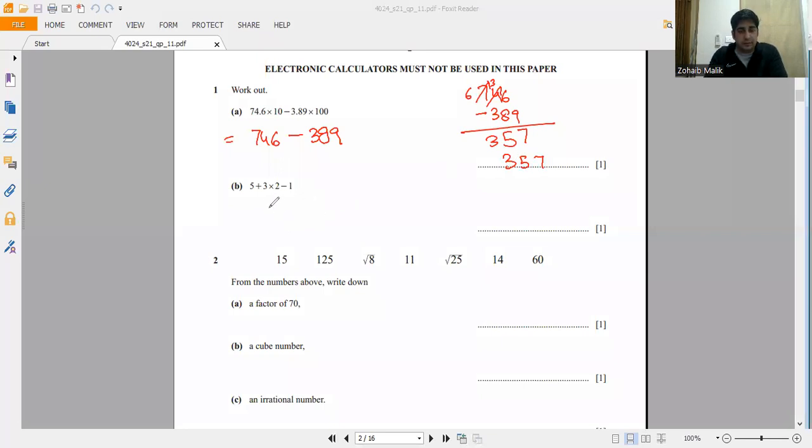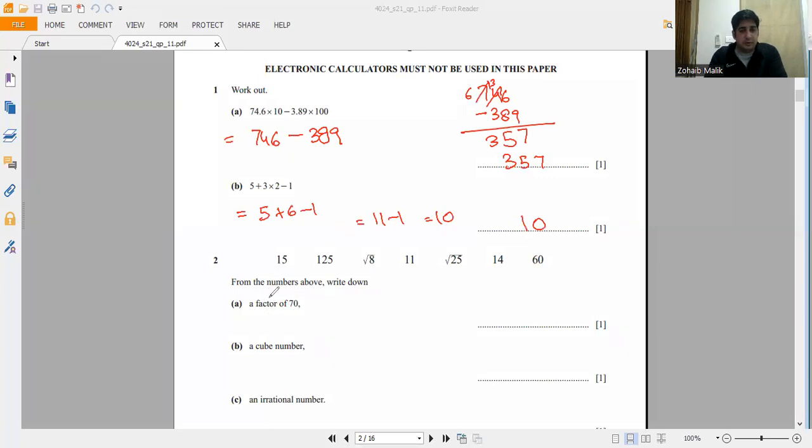So now 5 plus 3 into 2 minus 1, because we are supposed to use the DMAS rule. This would be 5 plus 6 minus 1, and 5 plus 6 is 11. 11 minus 1 is 10. So 10 is the final answer.